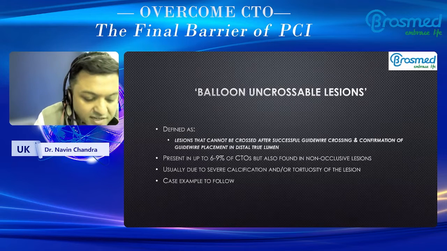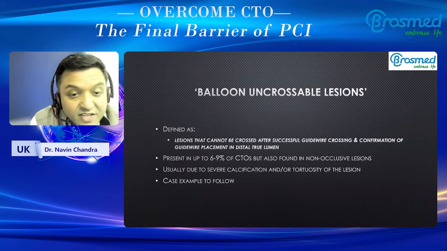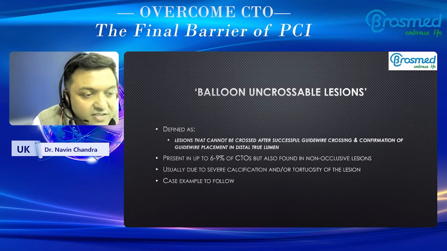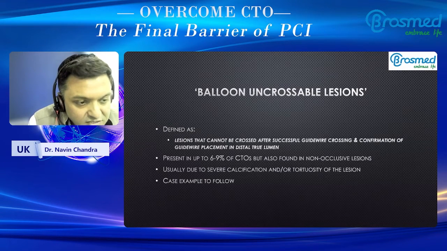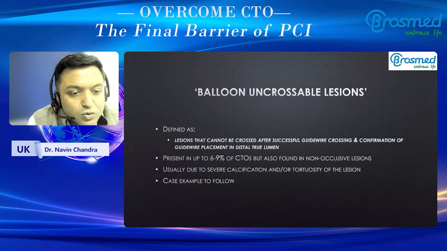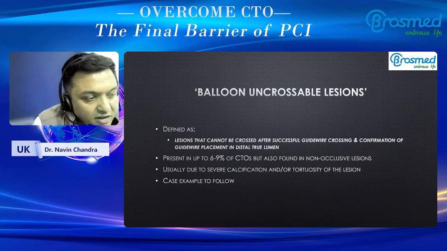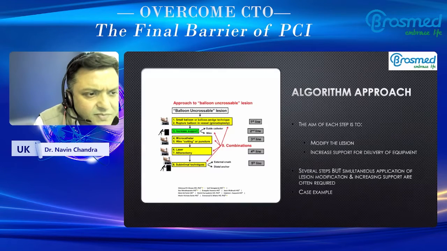So it's an important skill set, and it's important to understand the equipment you can use to facilitate you in this situation. But when you're faced with balloon uncrossable lesions, usually it's due to severe calcification and/or tortuosity of the vessel at the site of the lesion. And I'll show you a couple of cases that highlight these things.